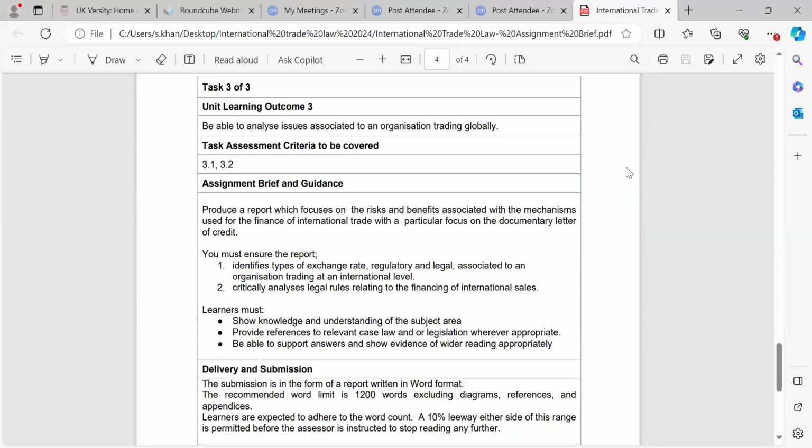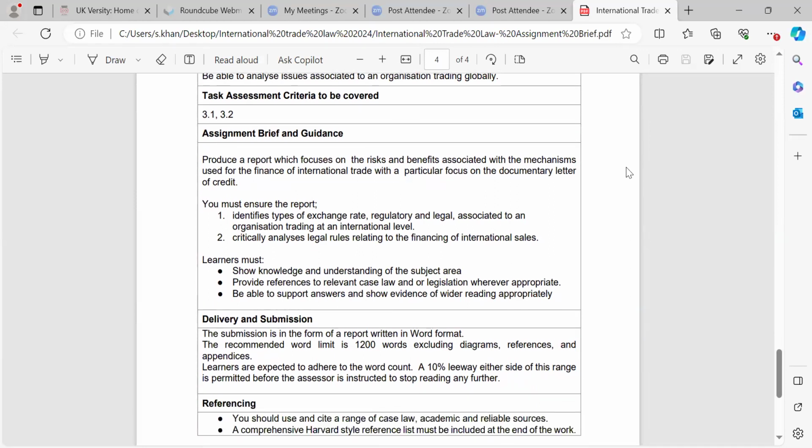Then we go on to task 3, which is be able to analyze issues associated to an organization traded globally. And it is looking at the criteria that is covered under 3.1 and 3.2. And you need to produce a report again, which will ensure 2 elements of the report, which are firstly to identify types of exchange rate, regulatory and legal issues associated to an organization trading at an international level. Use that as a heading and then write about that. And then the second one is critically analysing legal rules related to the financing of international sales.